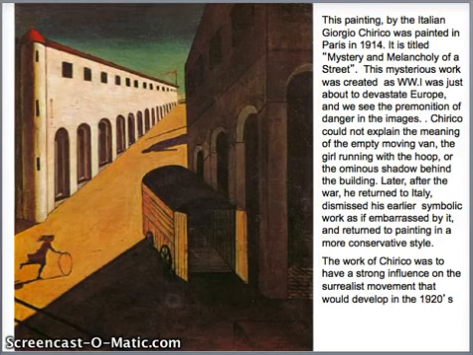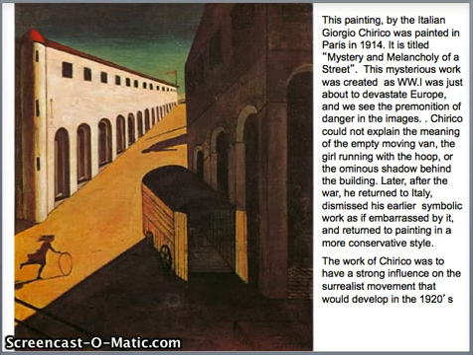So this painting is a fascinating story. It's by the artist, an Italian named Giorgio Chirico, and it was painted in Paris in 1940. It's titled Mystery and Melancholy of a Street. And what's fun to notice about this is that it was created just as World War I was about to devastate Europe. And we see a sort of premonition of danger in this imagery.